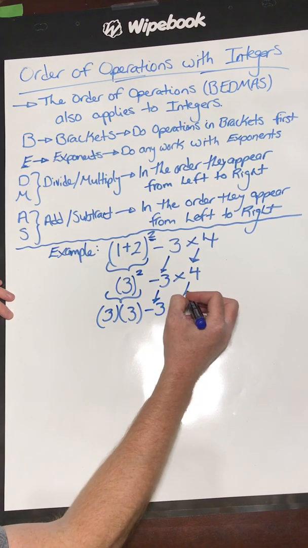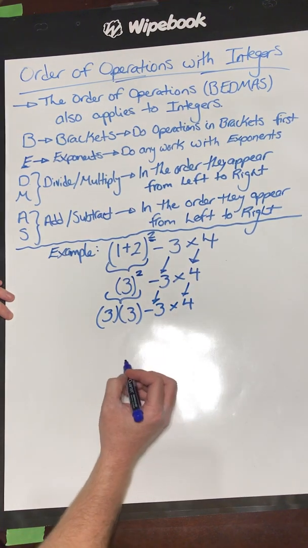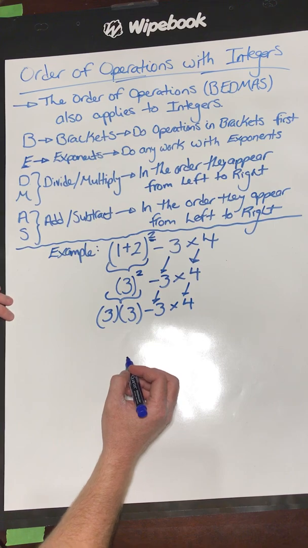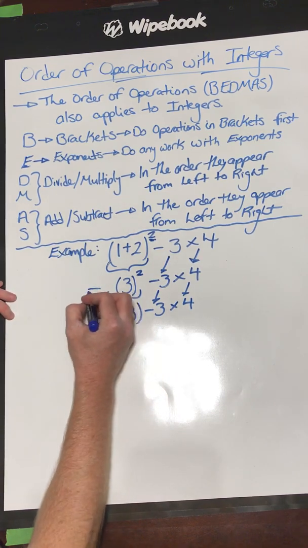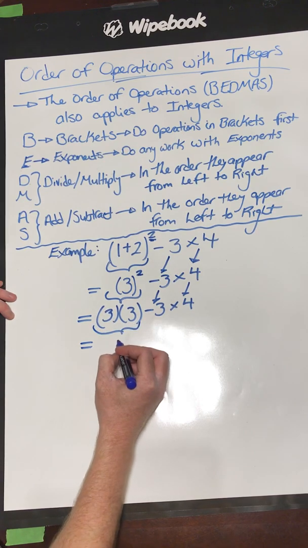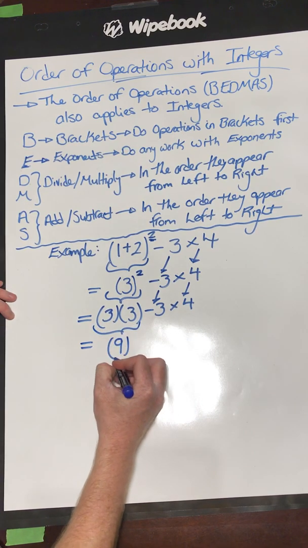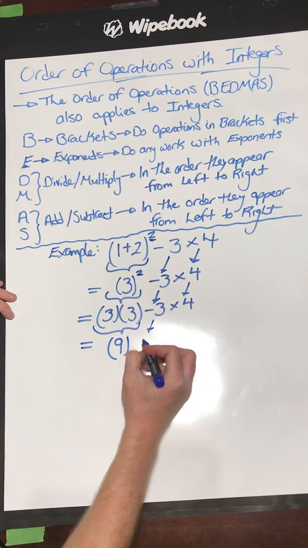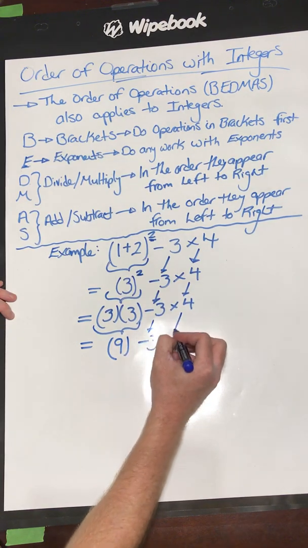I'm not worried about it right now. I'll get to it in time with my BEDMAS rules. So I'm still working on my exponents here, and the 3 times 3 is going to be 9. And again, everything else comes down.